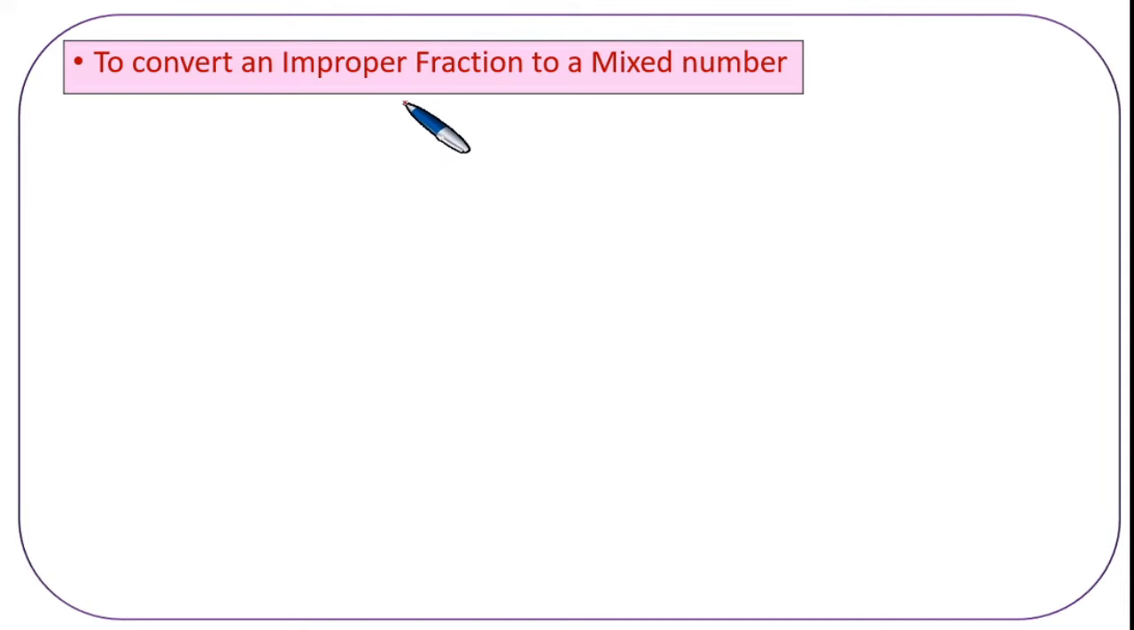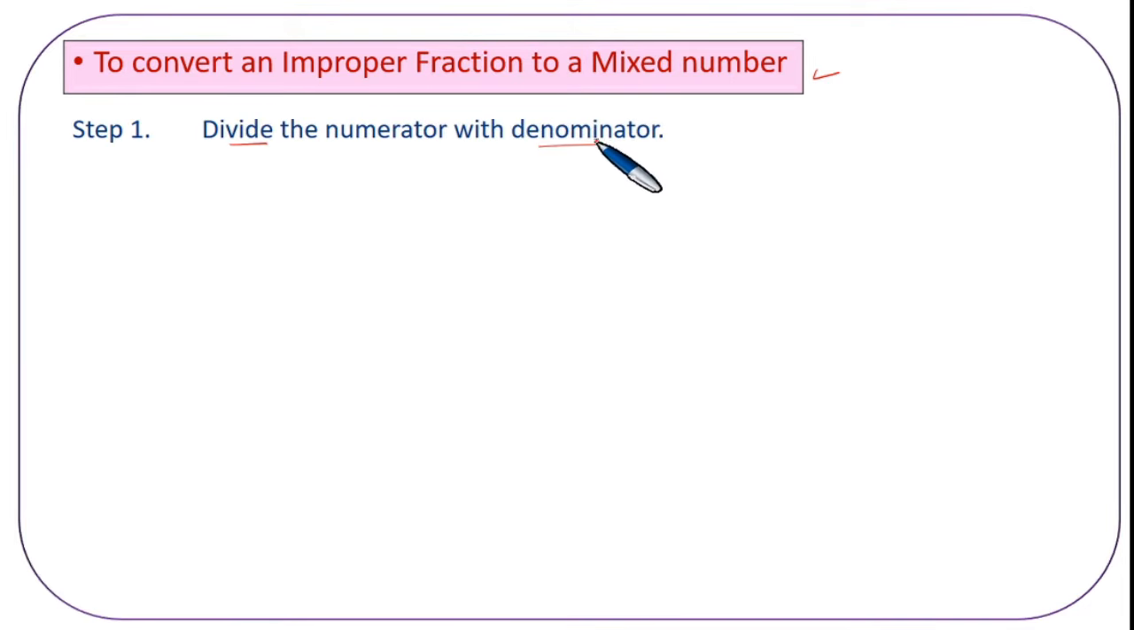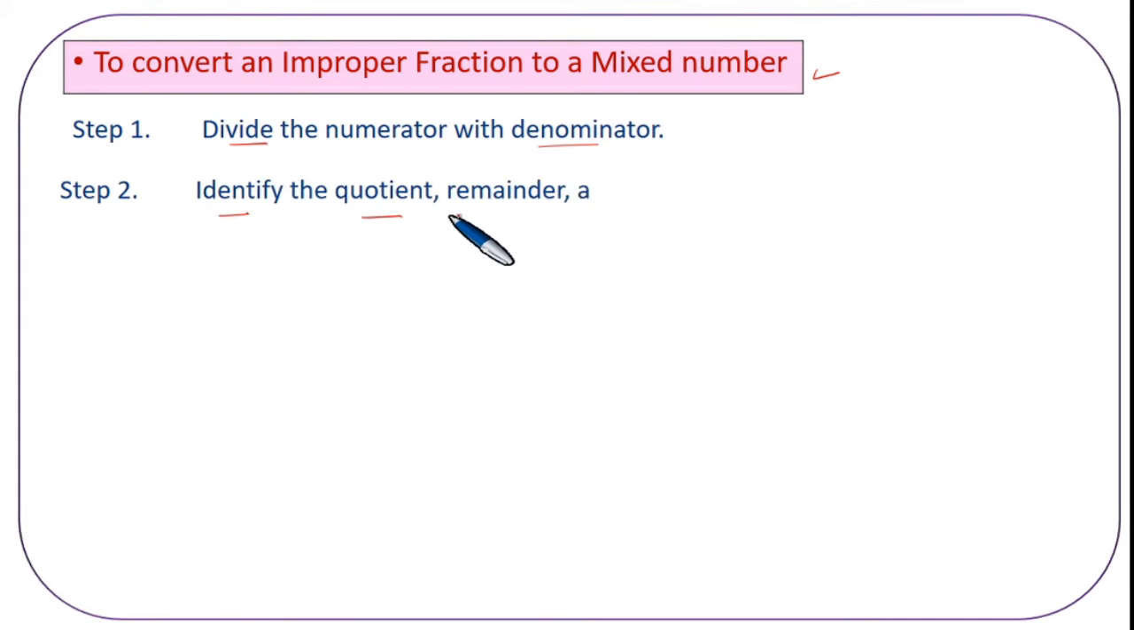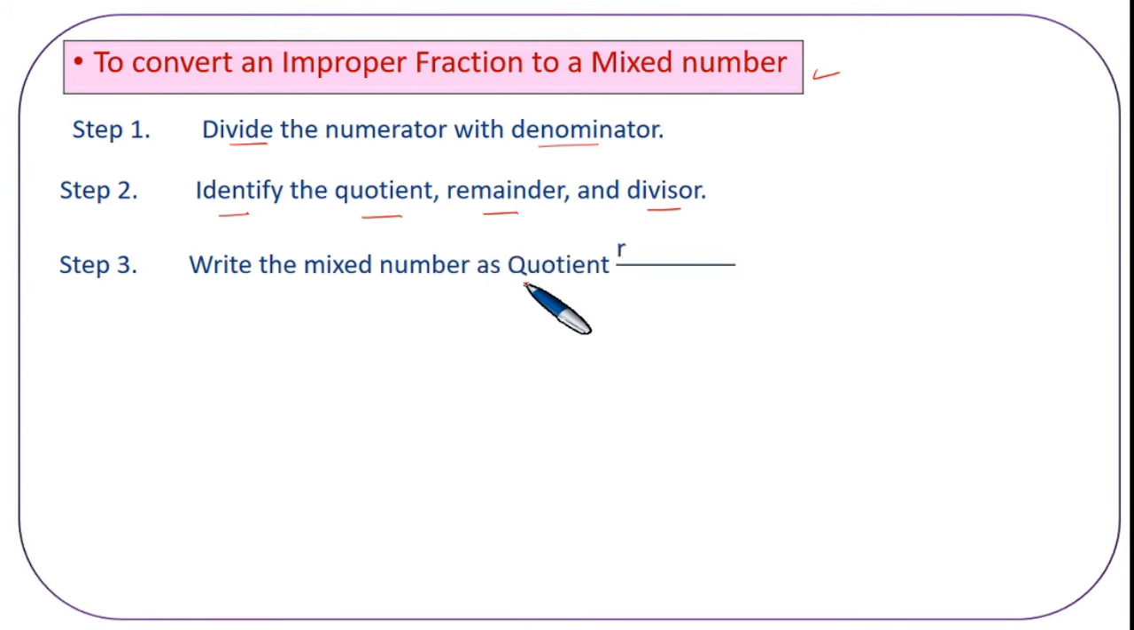To convert improper fraction to a mixed number, there are 3 simple steps. Step 1, divide the numerator by the denominator. Step 2, identify quotient, remainder and divisor. Step 3, write the mixed number as quotient and remainder over divisor. These are the very simple 3 steps. Now let me explain this with an example.